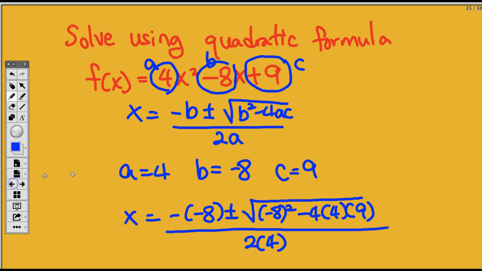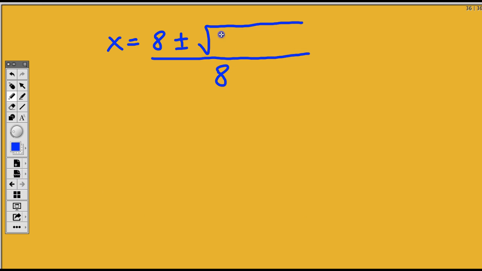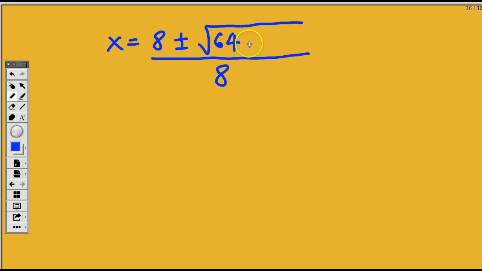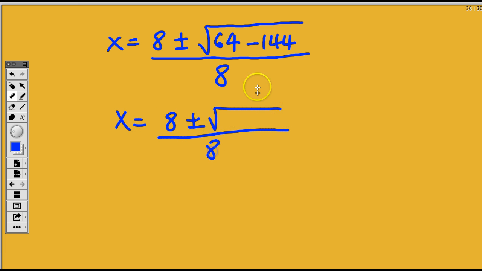Okay, now let's go look inside the square root. Negative 8 squared is 64. So I put 64. Then let me go back. Negative 4 times 4 is negative 16. And negative 16 times 9 is negative 144. Okay. And so then now what we're going to do is we're going to simplify inside the square root. So 64 minus 144 is negative 80.